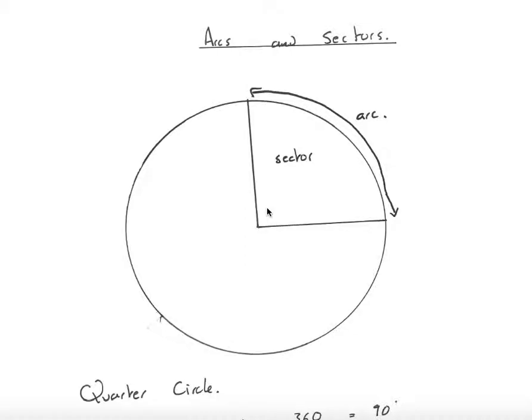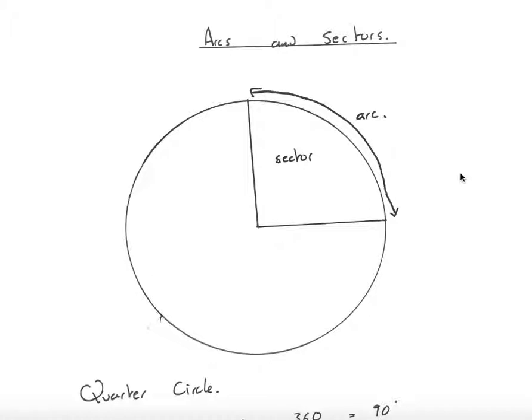This is a video about arcs and sectors of circles. An arc is the part of the circumference, the curved length of this line around this part of the circle, and a sector is a part of the area.